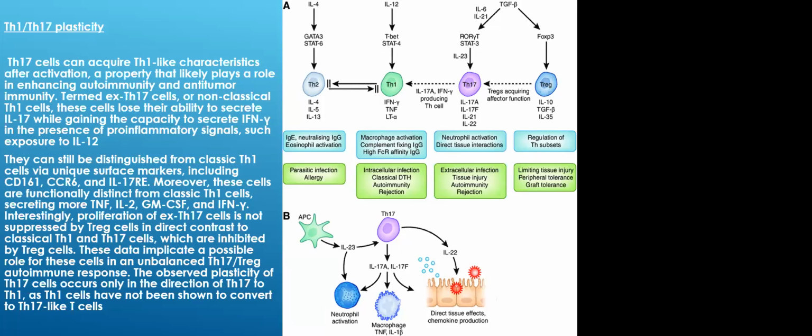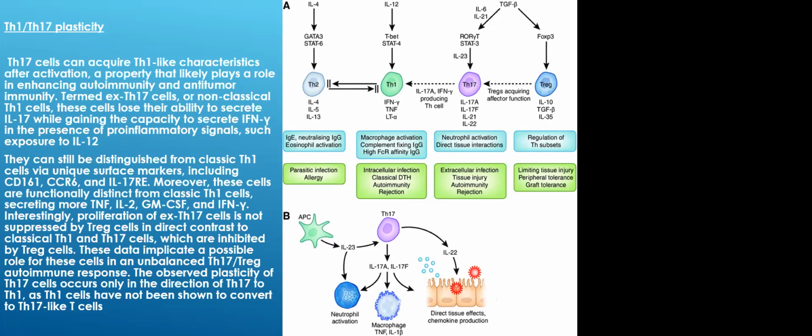Treg cells cannot control them, which is in contrast to the Th1. Th1 can be inhibited by interleukin-10. Th17, they can't. And this data implicates a possible role of these cells in an unbalanced Th17-Treg autoimmune response, right? Where you would have those Th17 rebellions and they are not being controlled by the Treg. And that is really the pathogenic mechanism of multiple sclerosis because of those cells.